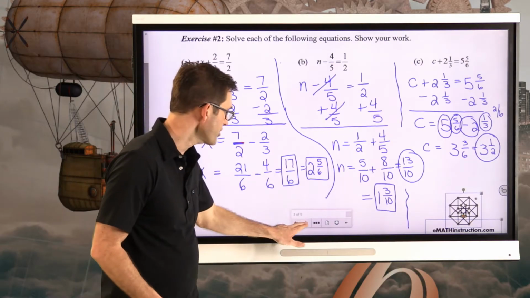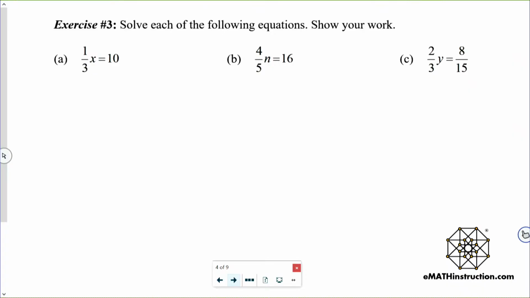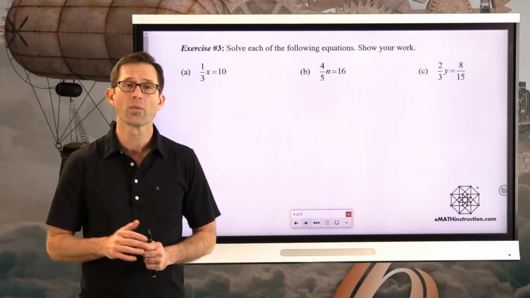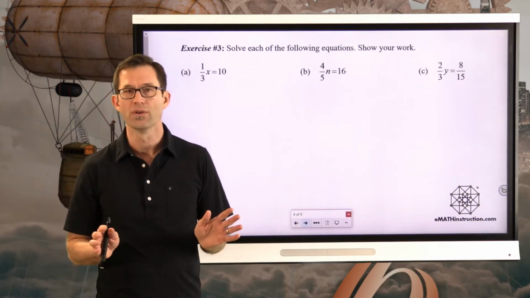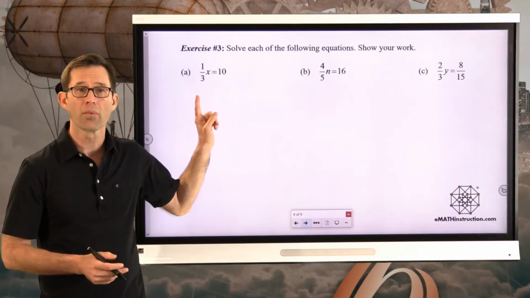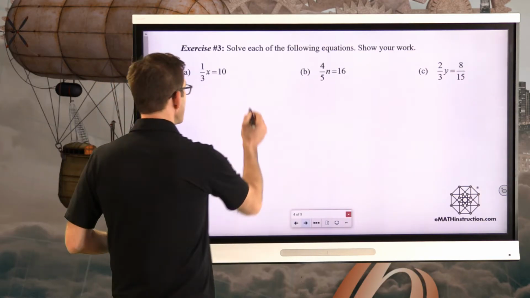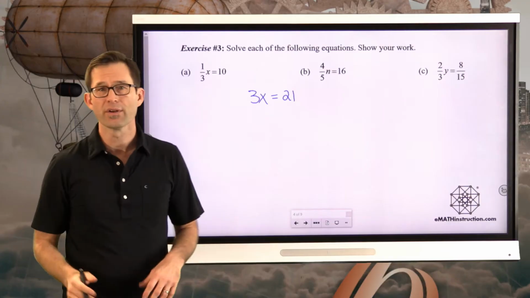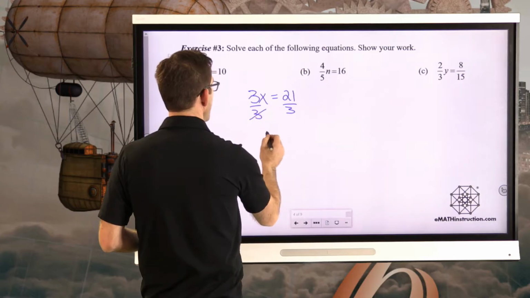Let's keep going. All right, so exercise number 3. Solve each of the following equations, show your work. Now, this is actually a really important exercise. So we're going to take our time on letter A and letter B, and really try to understand how we should do this. Now, ultimately, what we've got here is a number times the variable equals another number. So in theory, forget about this just for a second. If I had 3x is equal to 21, right? Then it's very straightforward. I should solve this equation by dividing both sides by 3, and I'd get x equals 7.